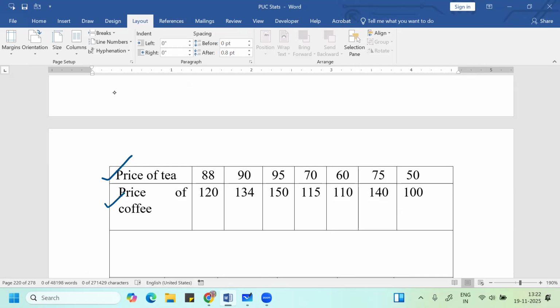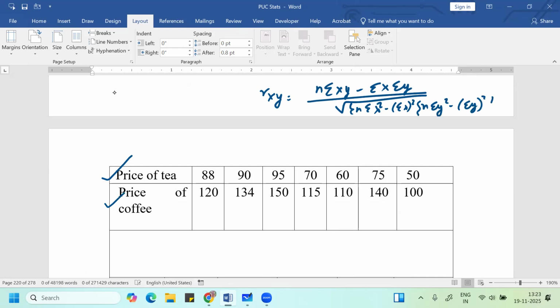If I ask you to calculate the Karl Pearson correlation coefficient, the R value, you can easily do it, right? You can use the formula R of xy equals n summation of xy minus summation of x into summation of y, divided by the square root of n summation of x square minus summation of x whole square, into n summation of y square minus summation of y whole square. That formula works whenever we are using Karl Pearson. Here in this class, we are discussing Spearman rank correlation.